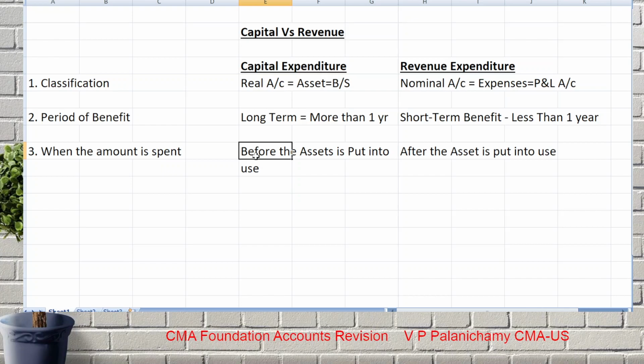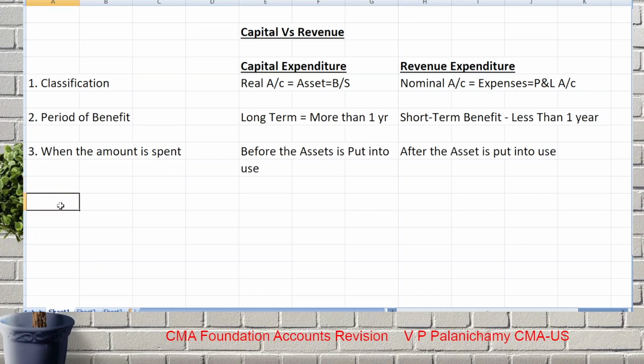Capital expenditure. For example, you construct a building. Before putting the asset into use, you will do painting work, electrical work, some work to make the asset available for use. All are called as which one? Capital expenditures. Very simple. Capital expenditure will be added to asset value. Revenue expenditure will be charged in which account? P&L account. That is the third point of difference.